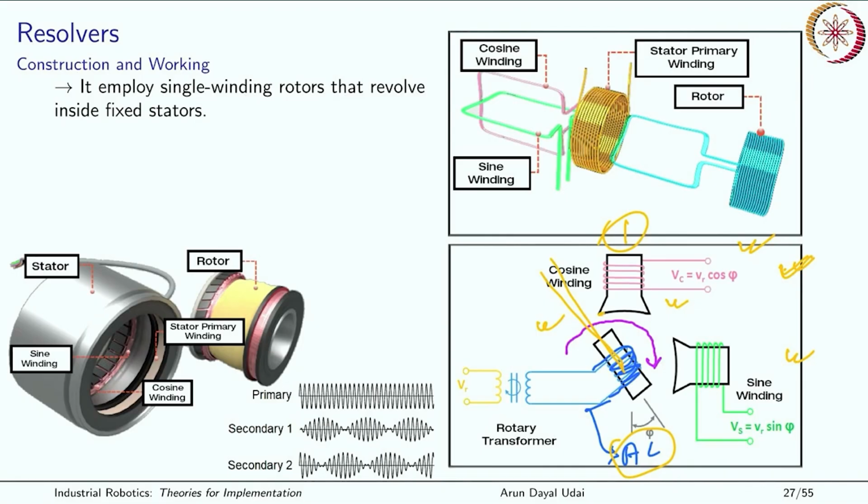If it is at 90 degrees, it sees 0. So there won't be any flux passing through this, and the AC voltage induced here will be almost equal to 0. So what about this coil?